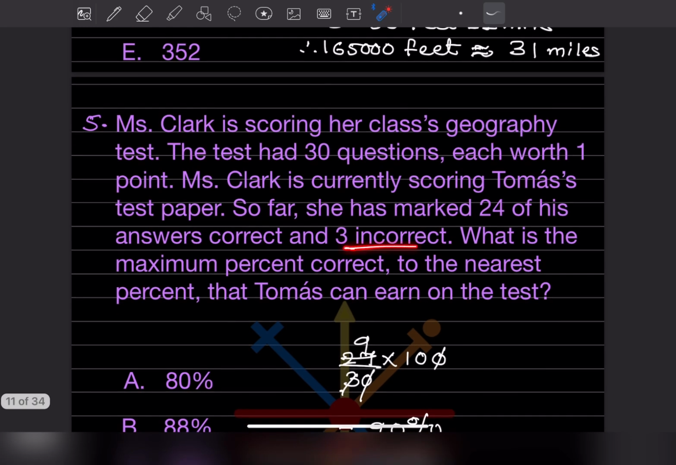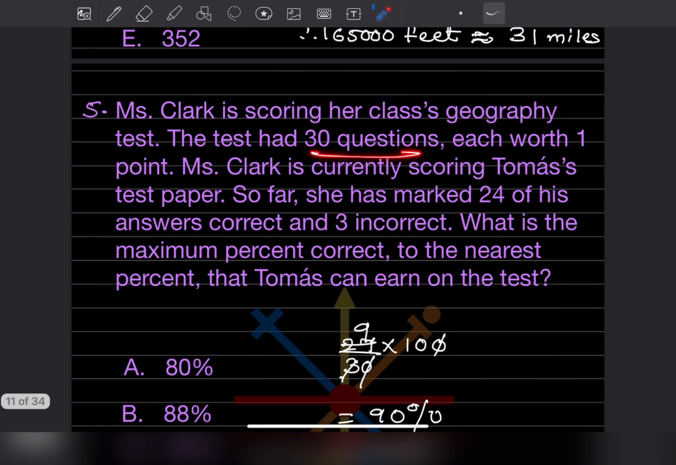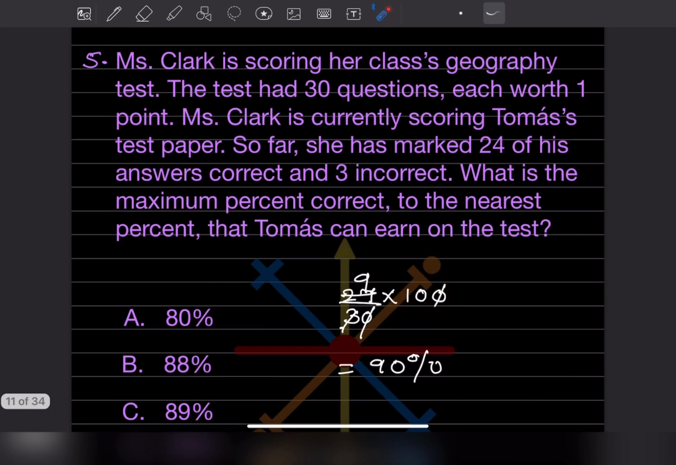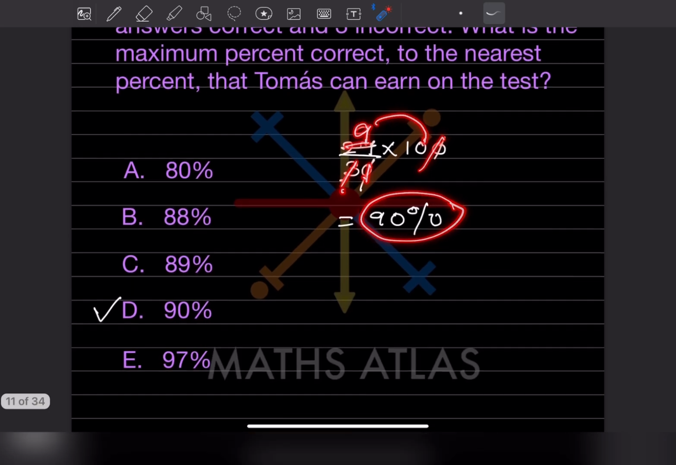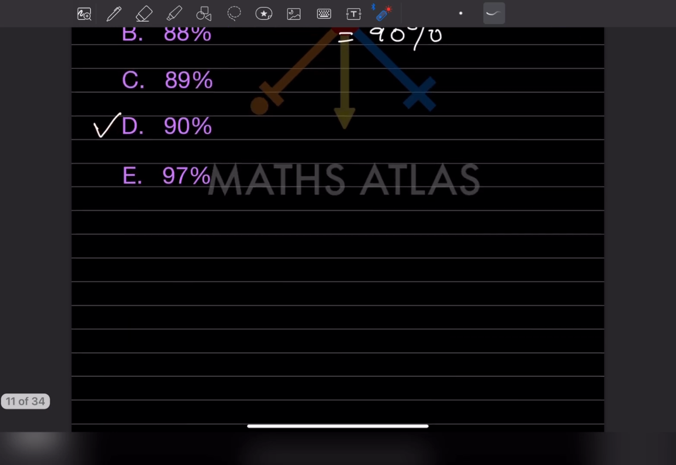Now 3 is incorrect. So what will be there? There are 30 questions, and this will be 27. So what is the maximum percent correct? The maximum will be 30 minus 3, that is 27, so 27 out of 30. Since we want the percentage, percentage means we always multiply by 100. So this and this get cut off. 3 ones are, 3 nines are, so that is going to be 90%. So this is the option D.